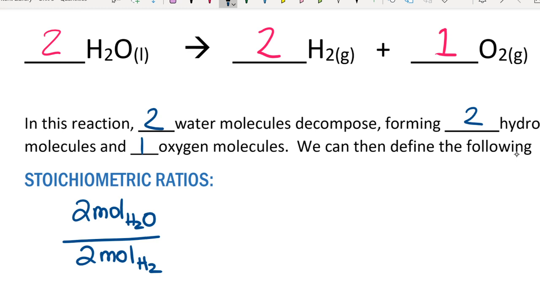Who can give me a different ratio that I could get from this equation? Any ratio. Another stoichiometric ratio that's true from this reaction. Yeah, what do you got? For every 2 moles of water, there's 1 mole of oxygen. Good. For every 2 moles of water, I get 1 mole of oxygen. Yeah, that's true. Who can give me a different one?